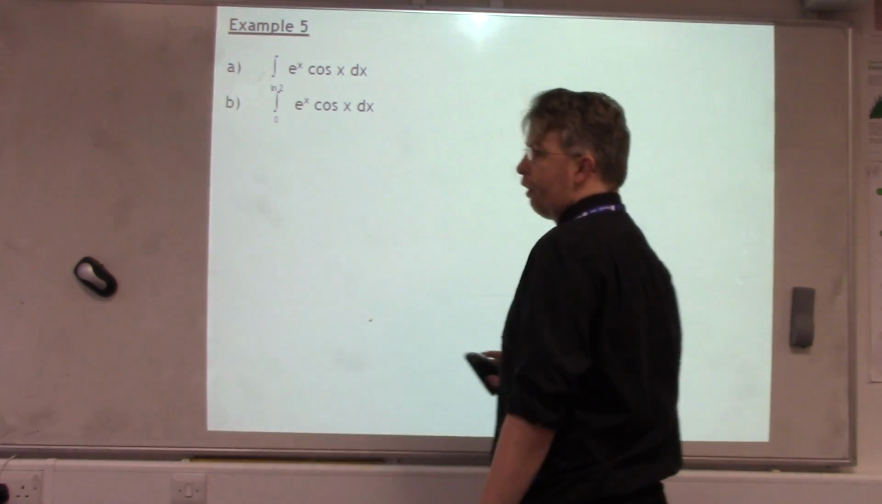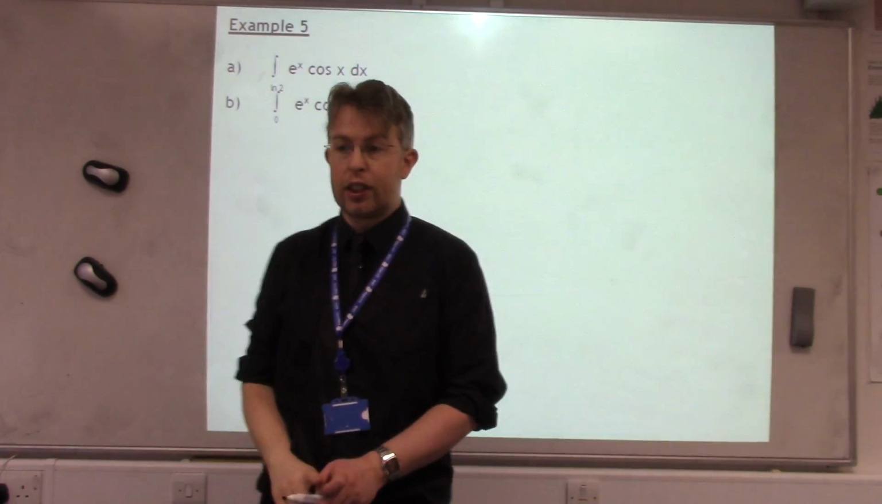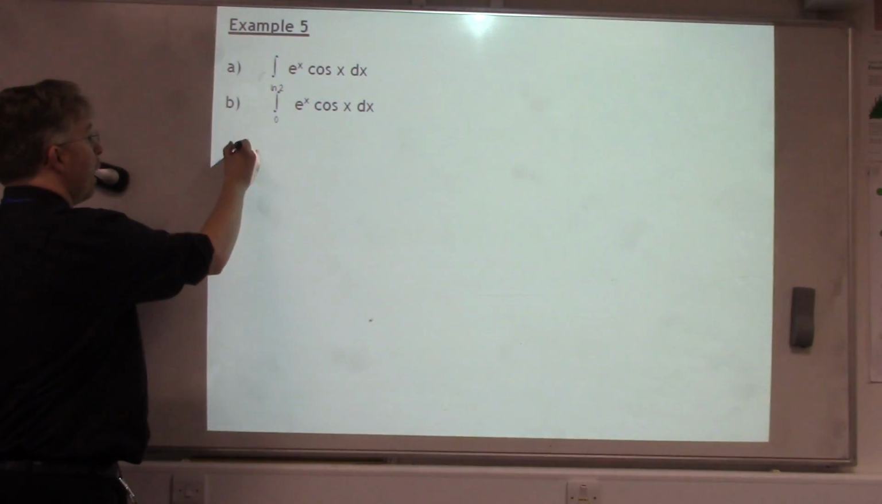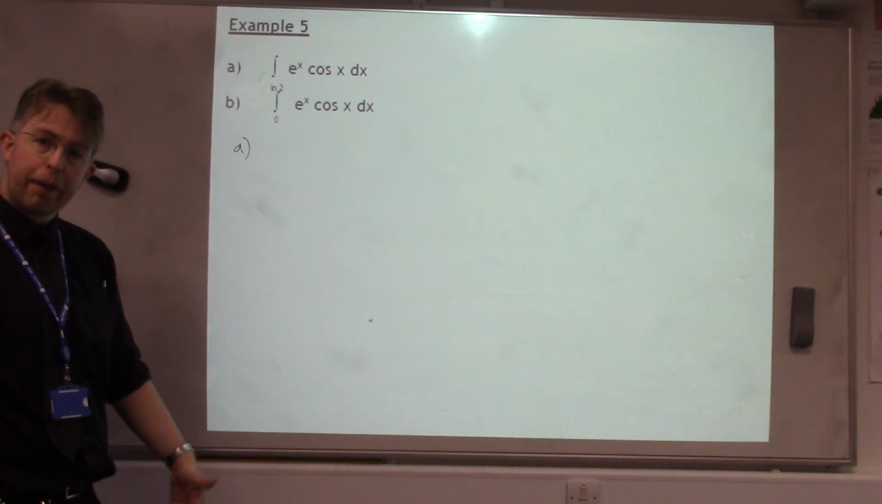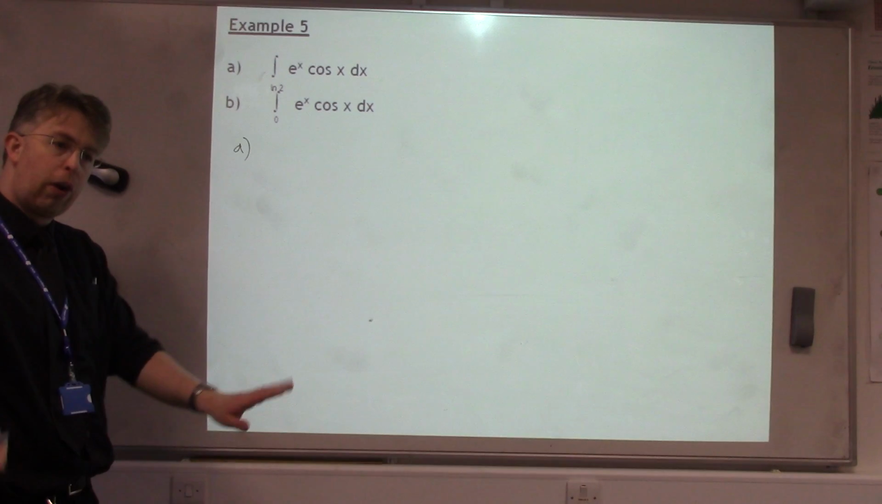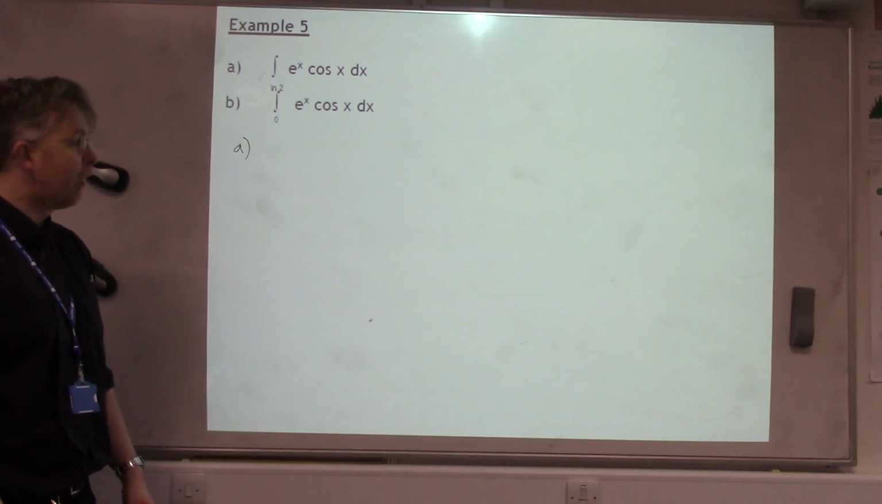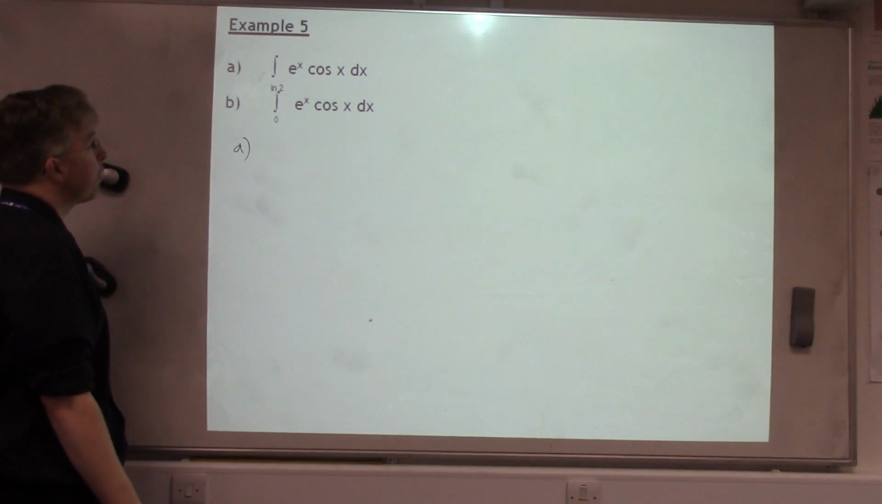When you've integrated, you'll feel like you haven't integrated this at all. So part A, part B is just doing the limits once you're done. It's just to show that if you've got limits in integration by parts, you can just do the whole process normally and then just deal with the limits right at the end.